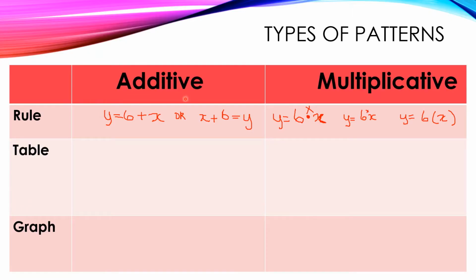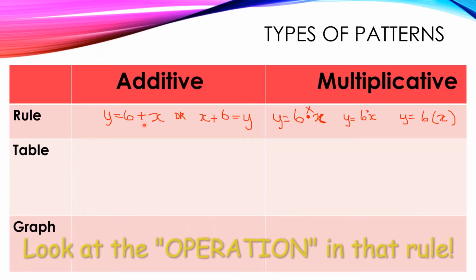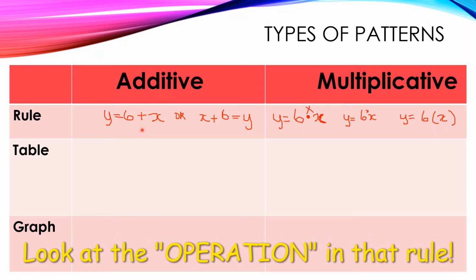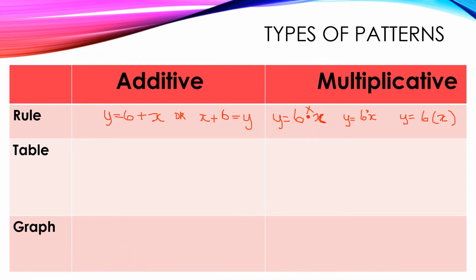How is this an additive? Because the operation is addition right here. So this is an additive rule. And this is a multiplicative rule because the operation is multiplication.